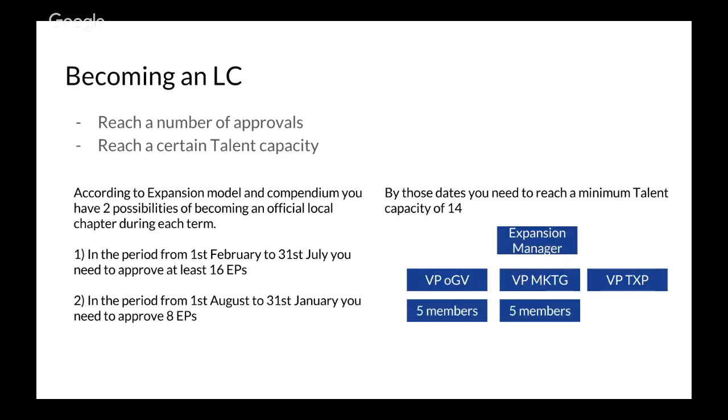Instead, in the second semester, from the 1st of August to the 31st of January, you need to approve at least 8 EPs. With this, you also need to achieve a minimum talent capacity of 14 members. And I also put the structure of an ideal expansion. You have the expansion manager, then 3 VPs: VP OGV, VP marketing, VP TXP TM, and the OGV and marketing areas need to have at least 5 members each.